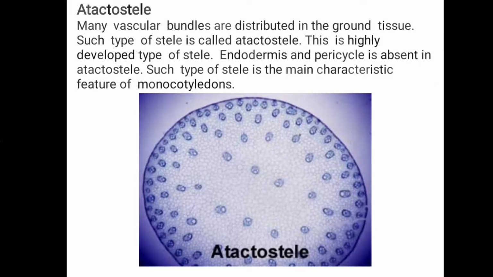The next and last is the atactostele. Many vascular bundles are distributed in the ground tissue. It means the vascular bundles consist of xylem and phloem cells, and they are distributed in the whole structure of the tissue. The whole section of the stem is known as the atactostele. This is the highly developed type of stele. Endodermis and pericycle are both absent in this atactostele. This type of stele is the main characteristic feature of monocotyledons.